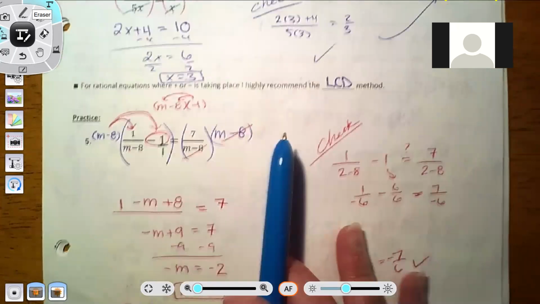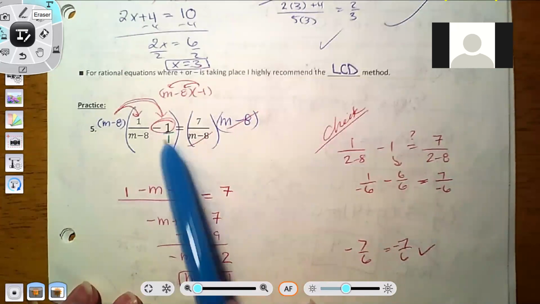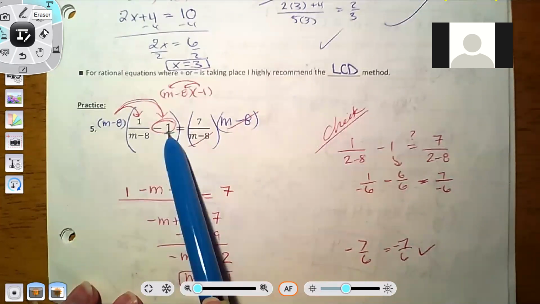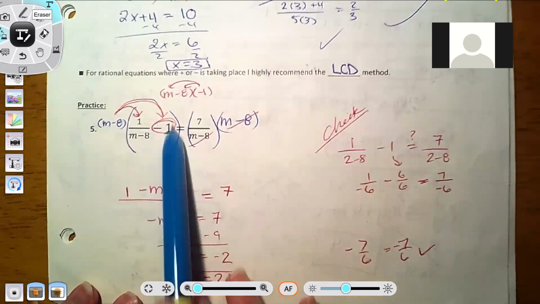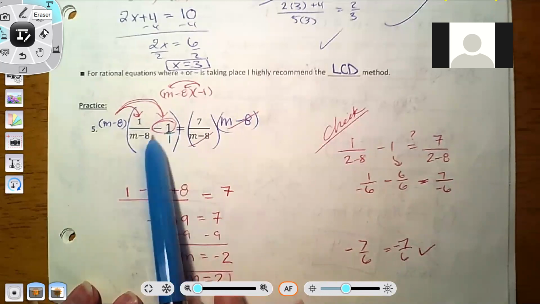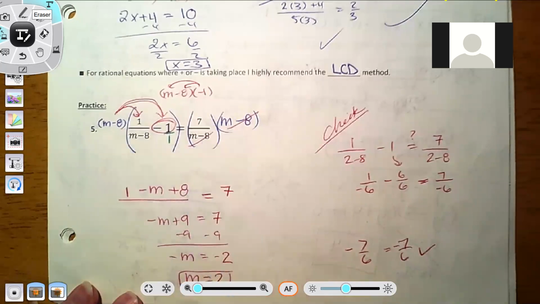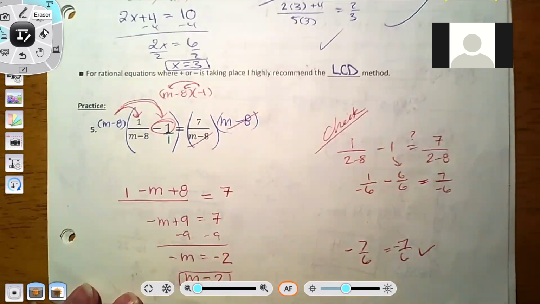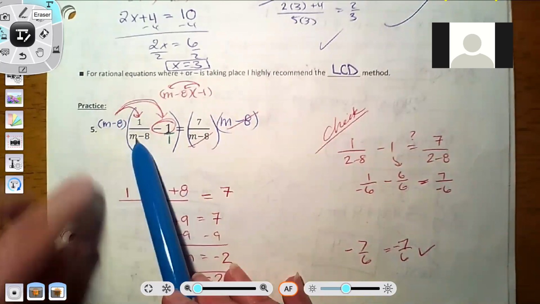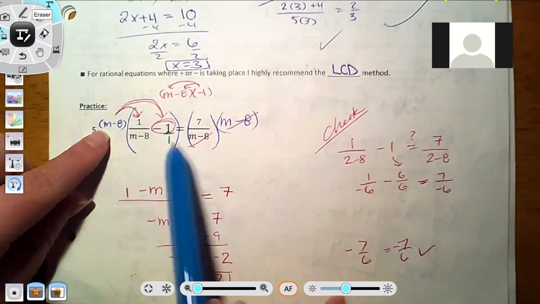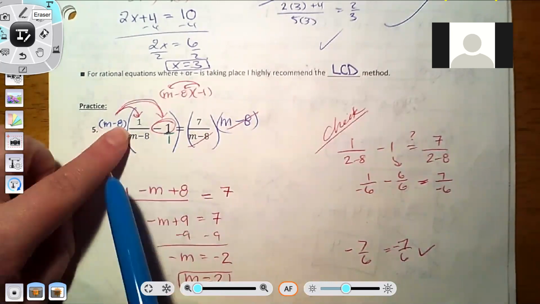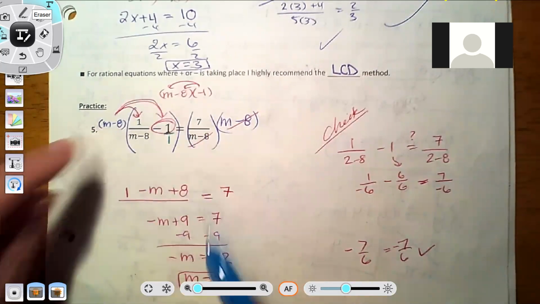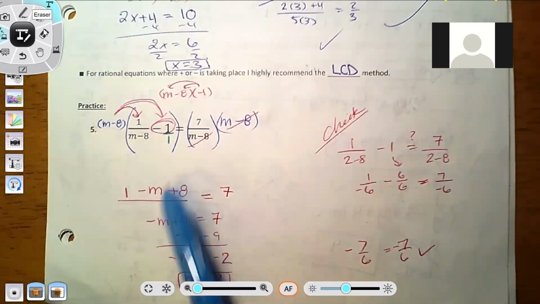Here's another example where you can't really cross multiply because of this -1. In order to use cross multiplying, you would have had to get a common denominator, combine these into a single fraction, and then cross multiply. So it's not that it can't be done, it just would be a lot more work. The LCD method looks at the denominators, m-8, 1, and m-8. The lowest common one is m-8, so I multiply it to both sides.